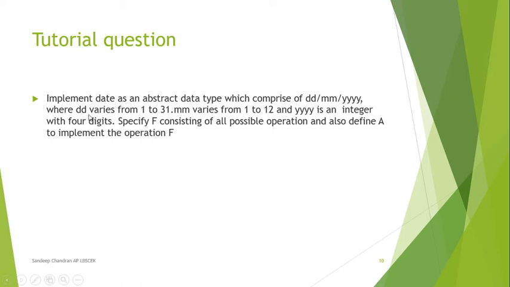This tutorial question, you have to implement. So you have to define an abstract data type date, having three components: dd, mm, yy, where dd varies from 1 to 31, mm varies from 1 to 12, and yy is an integer with 4 digits. You have to define the functions consisting of all possible operations, and also define the axioms to implement the operations. You can perform addition. Addition of 2 dates is possible. Subtraction of 2 dates is possible. So such things. What is the rule for that?